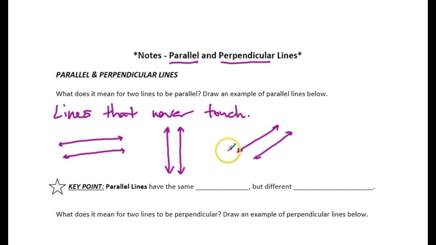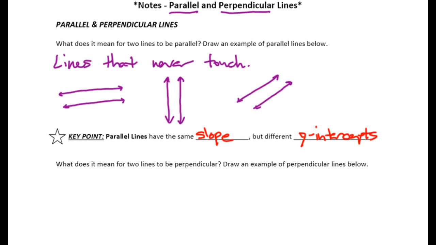So if that's what they mean, here's the important part, the key point. Think about what you've been doing for this chapter and last chapter, right? We've been focusing on two main parts of the line, either the slope or the y-intercept, right? So if you think about it, these are going in the same direction. Well, what would make them go in the same direction? Well, that would have happened if they have the same slope. So parallel lines have the same slope. That is the key. Okay? But they do have different y-intercepts. Okay? So they can cross the y-axis at different points, but they're going to be going in the same direction. It's all about having the same slope.